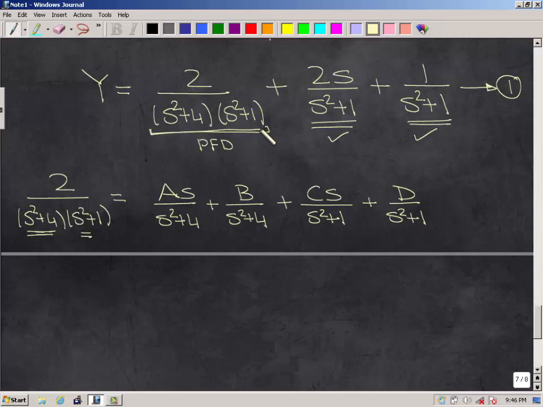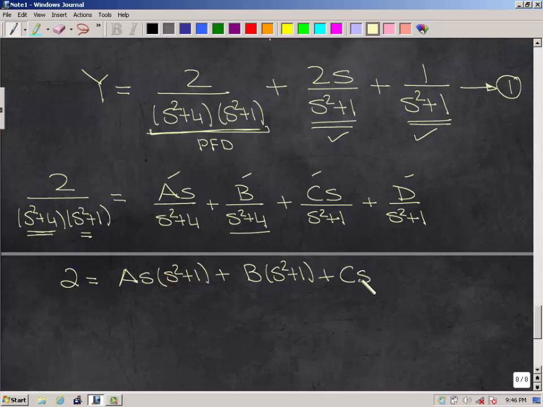If I were to multiply these two, I would get s to the 4, so I should have 4 constants of integration. Now we're going to multiply everything by the common denominator. So we get As times (s squared plus 1), plus B times (s squared plus 1), because when you multiply by the common denominator, the s squared plus 4 would cancel. We get Cs times (s squared plus 4) plus D times (s squared plus 4).